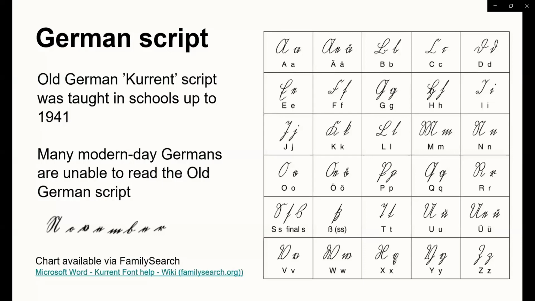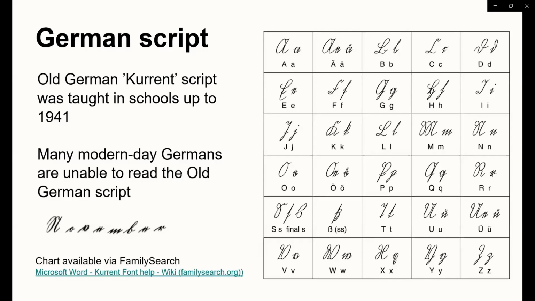For example, compare the uppercase letters B, C, and L. They all look very similar. Imagine how difficult it must be to work out the spelling of an unfamiliar place name without being able to clearly distinguish between these and other letters.